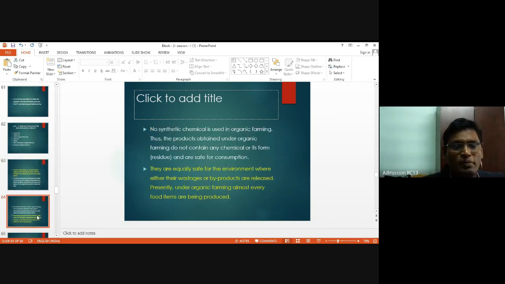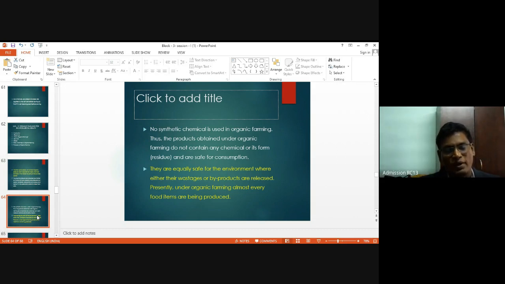So no synthetic chemicals are used in organic farming. When we put a label as an organic farming product, right, what it indicates is that no synthetic chemicals are used in organic farming. Thus, the products obtained under organic farming do not contain any chemical or foreign residue, so they are safe for consumption.